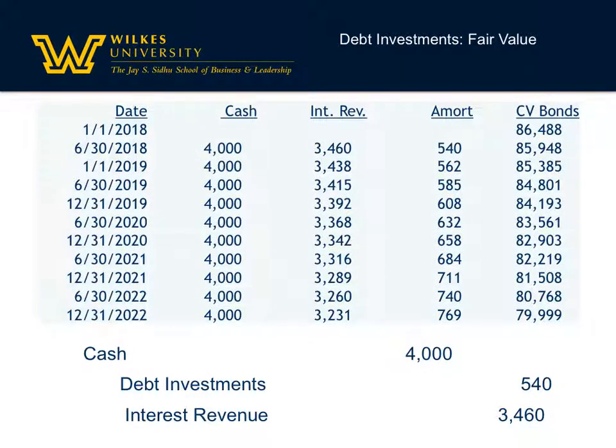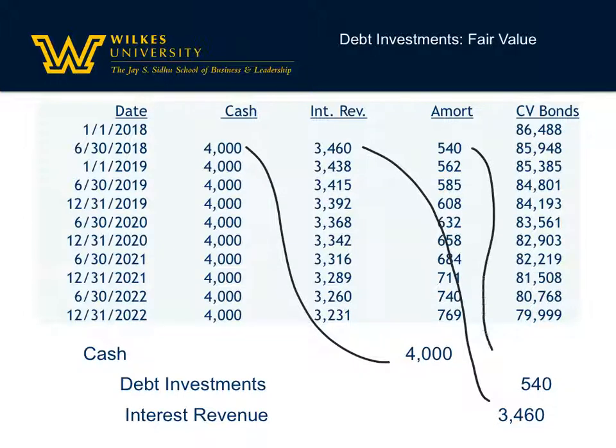You do the same amortization table, except because this is a premium, you start with $86,000 and you end up with $80,000. And I left it here at $79,999 to show you that there's rounding that occurs. And that's just one of the things to do, take it out for an extra decimal place and get rid of the rounding. And your entry on June 30th would be a debit to the cash for $4,000, credit interest revenue for $3,460, and credit debt investments for $540. That reduces the carrying value of the bond from $86,488 to $85,948.